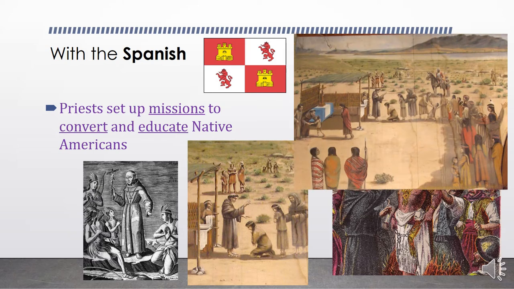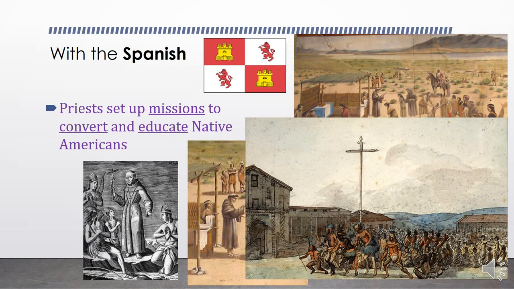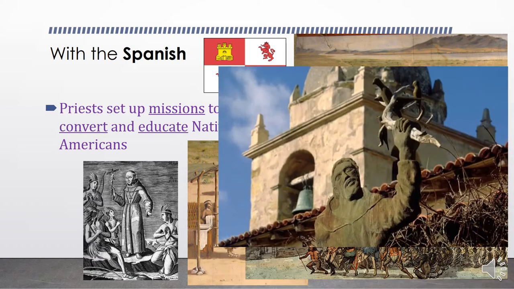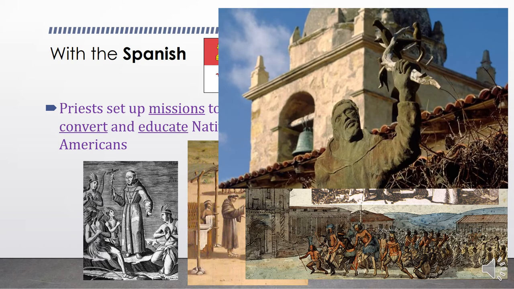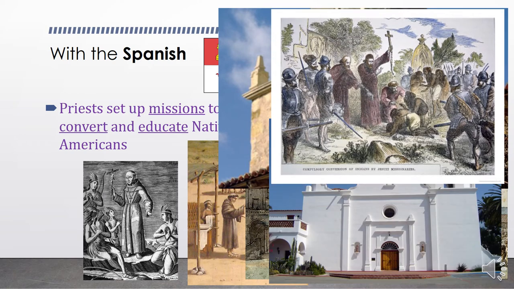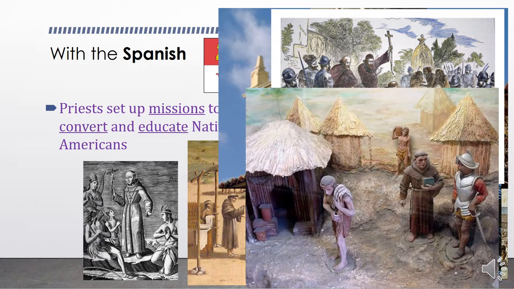So sometimes these conversions of Native Americans were not on their own will, but they had been forced by the people who were coming over in an effort to convert anyone who lived in North America to become Catholic. And some of these missions are beautiful. They're set up all over North America, and some of them still exist today and can be visited. As you can see, these are some interactions between the Catholic priests and the Native Americans living in the region.